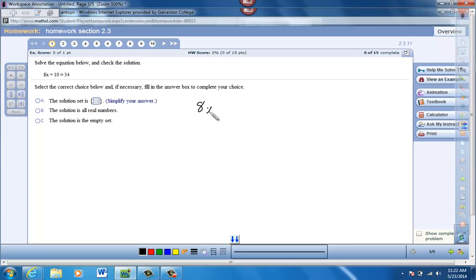We have 8x plus 10 equals 34. Remember, the whole goal here is to get x by itself. We want x on one side, we want some real number on the other side. Before we can even start messing with this variable term here, we need to get rid of this constant, this positive 10. Well, in order to get rid of a positive 10, we do the opposite and subtract 10.